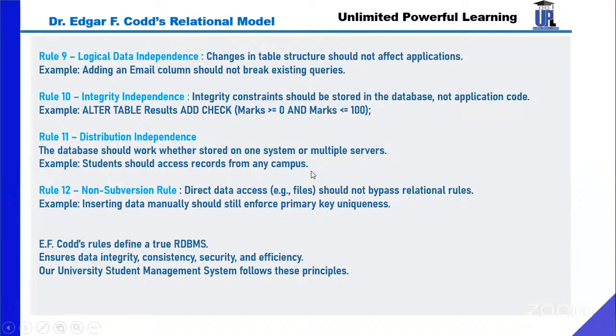Similarly, integrity independence. When you talk about conditional checks, they are stored in the database, not in application code. When altering a table, we have check constraints that check during insertion, deletion, and update. So we can introduce such integrity checks to avoid further damage. That is why it is called integrity independence.